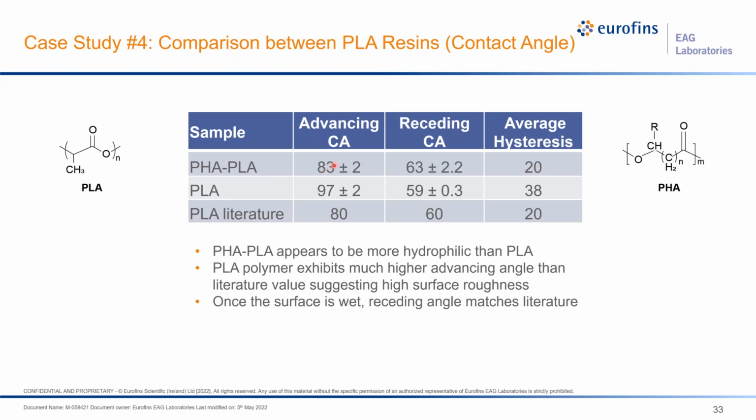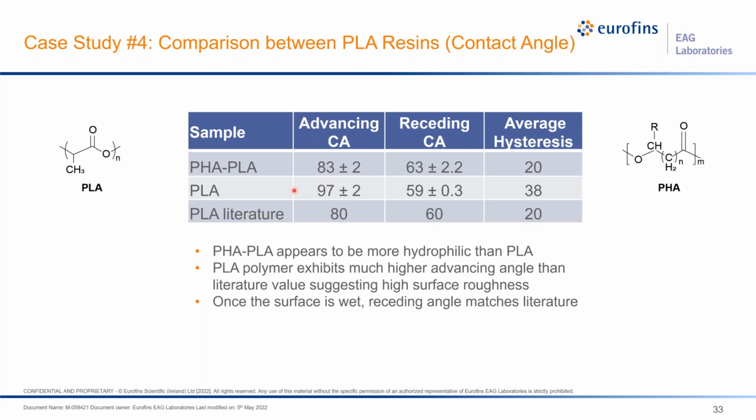So the advancing is about 83 and the receding is 63. In the literature, actually, that's the numbers that we would expect. And as we mentioned, this PHA PLA copolymer probably doesn't have a whole lot of PHA. It might have a little bit. Maybe that's why the contact angle is lower. We would expect PHA to have a lower contact angle because it is a more hydrophilic material. But actually, our hypothesis here is that surface roughness plays a large role here.